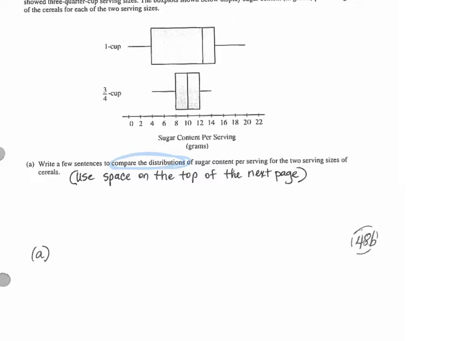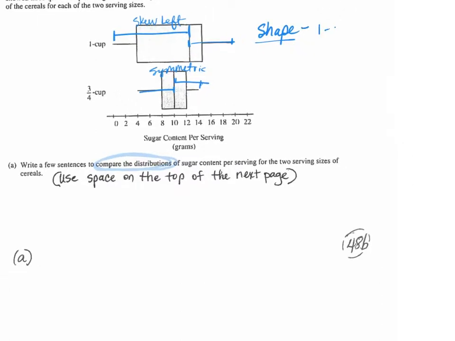Okay, what's the first thing I'm going to do? Shape. We're going to do shape and outlier, center and spread. So shape. What do you want to say about the shape of them? This first one looks like it's what? Okay, do you see this? From the median down is a lot longer than from the median up. So it's pretty much, what's the shape? Skewed left. What does the shape of the second one look like? Symmetric. Yeah, this one's pretty symmetric. Okay, very good. So write that. Shape. The 1 cup box plot.